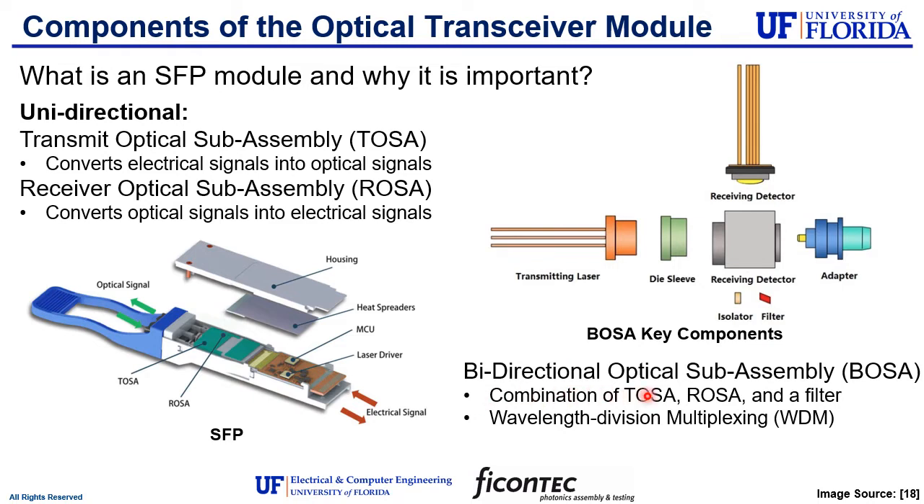Now, a bidirectional optical subassembly, or BOSA, is generally the same as a unidirectional assembly, but the key difference is that the TOSA and ROSA are merged. The main advantage of BOSA is its integrated nature, allowing the overall size to be reduced and only a single optical port to be used.